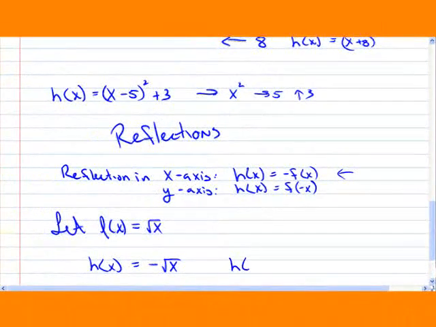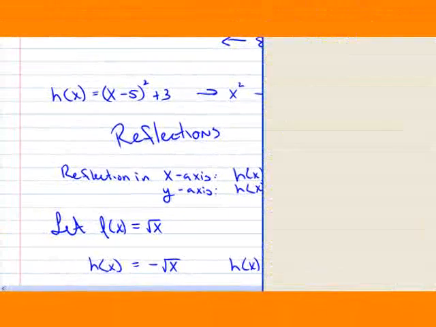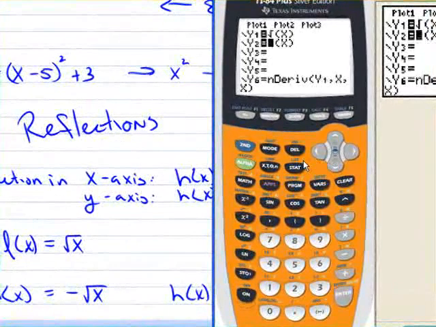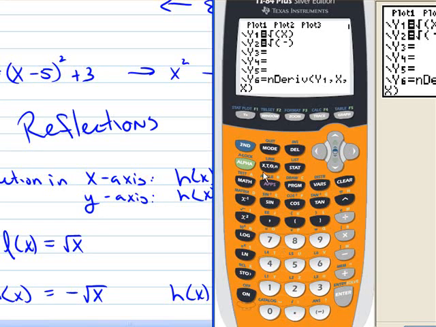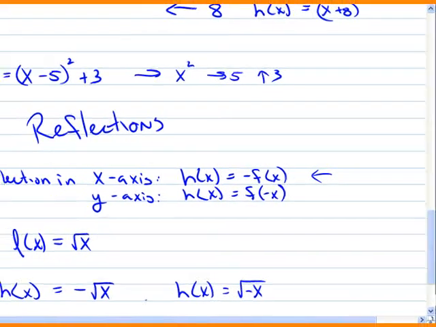And if I were to take the square root of negative x, replace x with negative x, it should reflect it across the y-axis. Let's see if that's true. There's the square root of x. There's the square root of negative x. It looks like the bird. So it does work. So we can reflect things across the x or the y-axis.